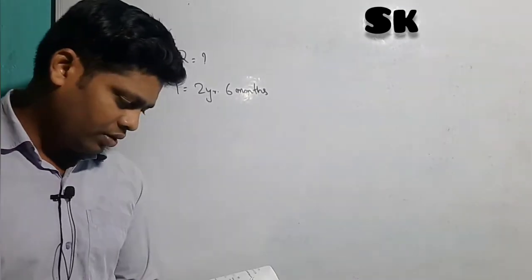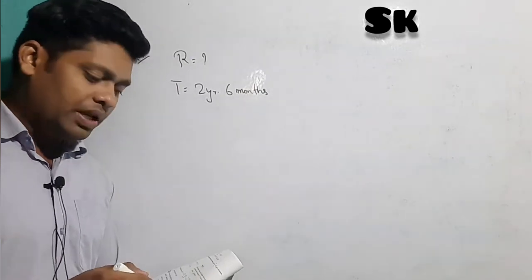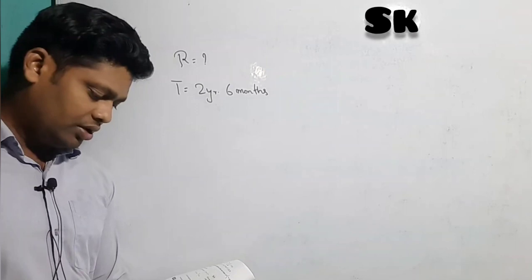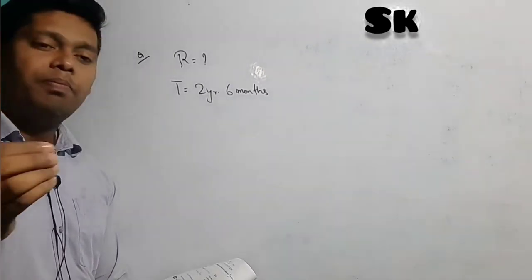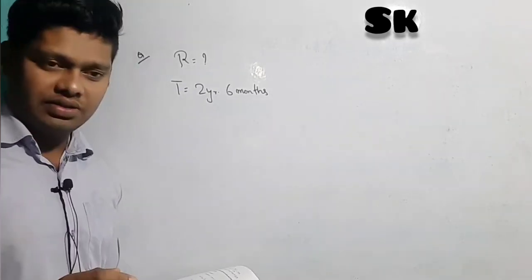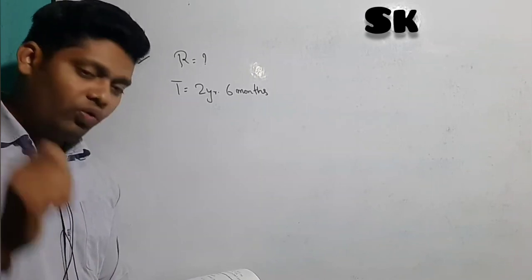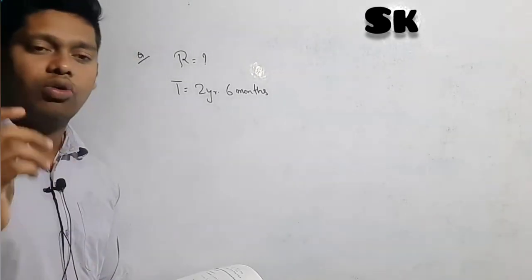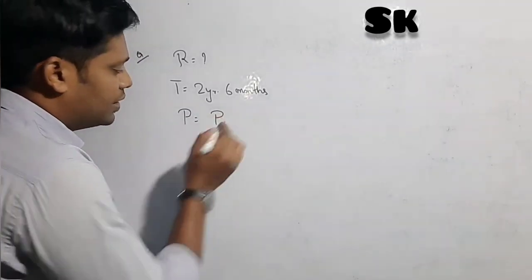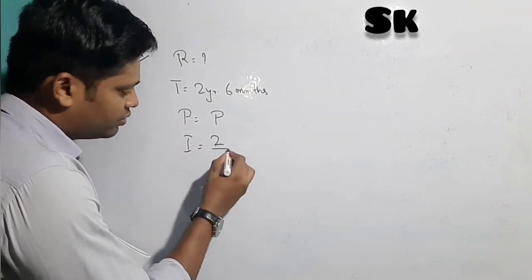A person has borrowed some amount of money at some rate of interest, which we need to find out, for 2 years 6 months. They are saying the simple interest is 2/5 times the money borrowed. Means what? How much I have borrowed, that is the principal. So the interest will be 2/5 of the borrowed amount.